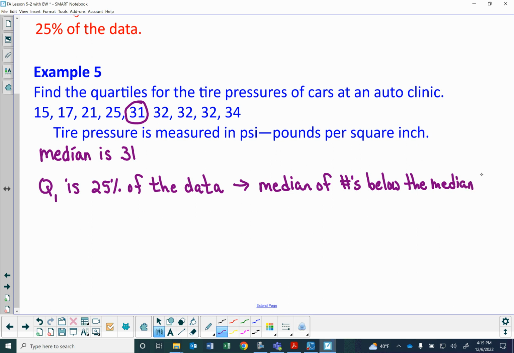Okay? So to do that, if we look at that, we have the following numbers: 15, 17, 21, and 25. Those are the numbers that are below the median. To find those medians, we have to literally average them together. So we average the 2 middle numbers, 17 and 21, by taking 17 plus 21 and dividing by 2, which is 38 divided by 2, which is 19. So Q1 is equal to 19.